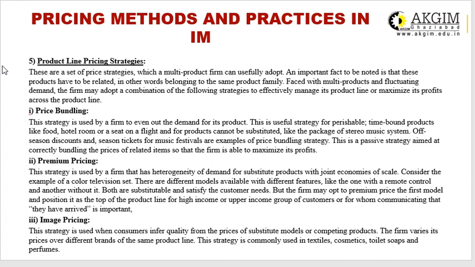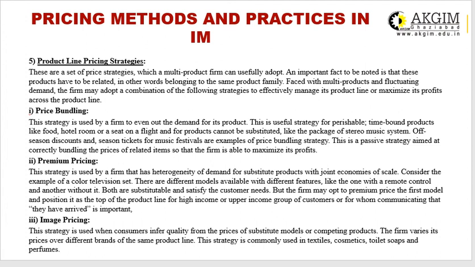Then we have premium pricing. This strategy is used by a firm that has heterogeneity of demand for substitute products with joint economies of scale. You can take the example of a color television set. There are different models available with different features, like one with a remote control and another without a remote control. Both are substitutable and satisfy the customer's needs, but the firm may opt to premium-price the first model and position it at the top of the product line for the high-income or upper-income group of customers, or for those for whom communicating that they have arrived is important.